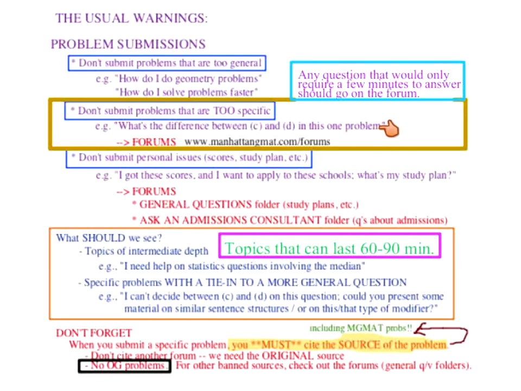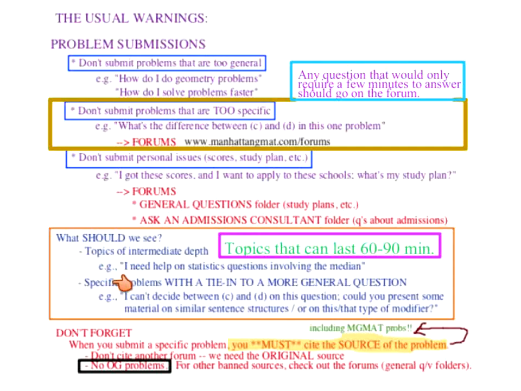In terms of specific problems, if you do want to submit one problem, then that's what the forum is for. If you have a single problem to submit, which does not tie into a more general question, please submit that on the forum. It's actually the dedicated place for such things. What we should see, again, is topics of intermediate depth that can last about 60 to 90 minutes.